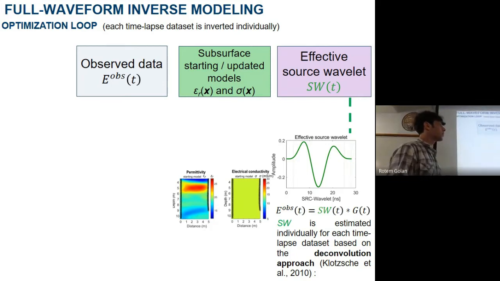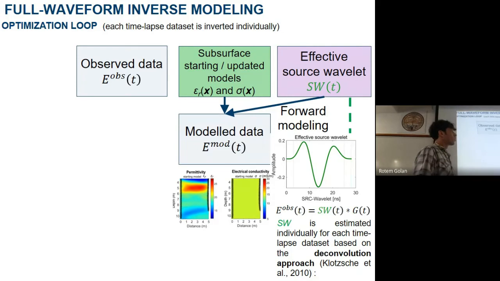This can be done in the waveform approach using deconvolution, based on the data that we measure in the field and the starting model. We can iteratively estimate the effective source wavelet, which is then used in the full waveform inversion. This is a necessity for the full waveform inversion because it restricts the inversion only to the models and not to the source, which at this point is already estimated and known.